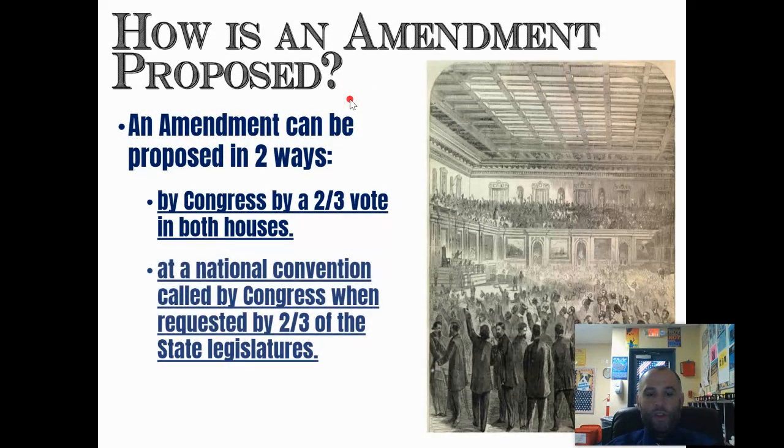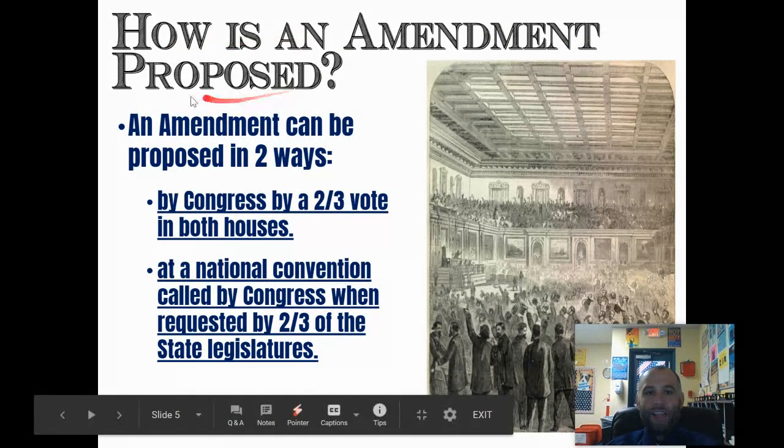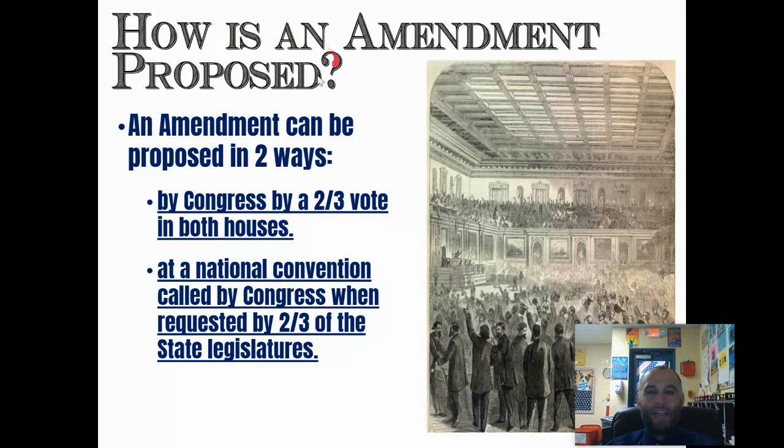Okay, so there are two steps. This is important. This is what you need to know for our EOC. First, it has to be proposed. That means it has to be suggested. There are two ways that a constitutional amendment can be proposed. All 27 amendments that have passed have only ever been proposed this first way, which is by a 2/3 vote in both houses of Congress. Once the amendment is proposed, 2/3 of both the Senate and the House of Representatives would have to vote yes for it. At that point, the amendment is officially proposed.